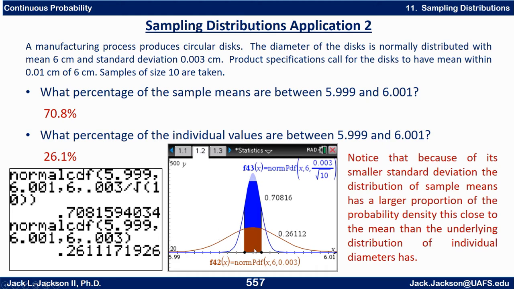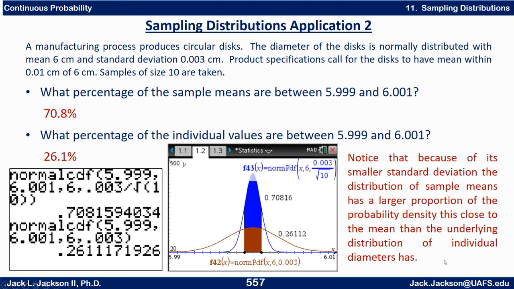You can see this illustrated on this graph here. So the areas are shaded. This red area is the 0.261, and that's the probability for the individuals being between those two numbers. The red plus this blue, and all this blue up here, going all the way down, including the red there, and all the way up to the tip top up here, all that area is 0.708, which is the probability that the sample mean will be within that range.